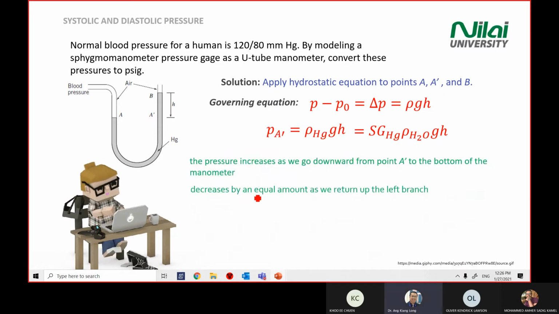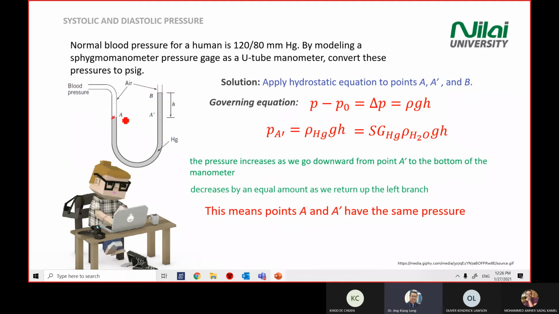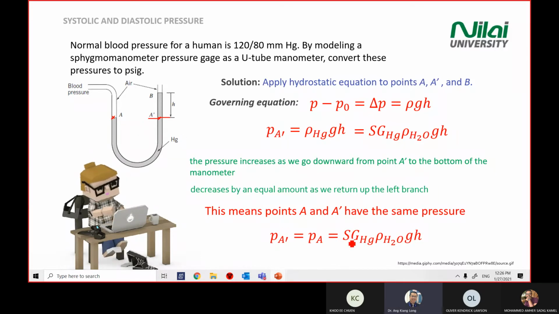So straight away, we go to the next slide. The pressure here will be the same as the pressure here. Okay, the pressure at A and the pressure at A prime will be the same. This is an important concept. If you study manometers, this point will be the same as this point. So PA prime equal to PA will be SG rho water g h.